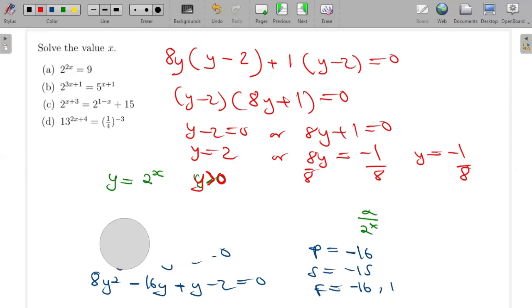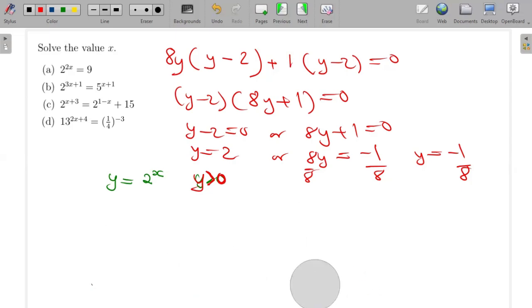So now it means we get the value of y which is greater than 0. And that value of y which is greater than 0 is the 2 there. So this implies, since we're saying this 2x has to be greater than 0, we're going to reject this negative 1 over 8 and we just get the 2 there. So our 2x is going to be just equal to the value of y we found to be 2.